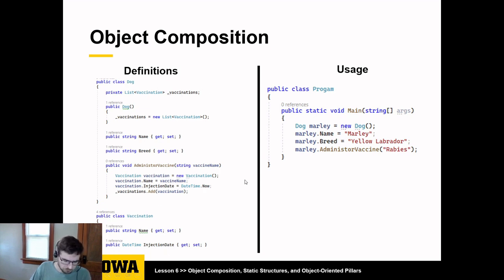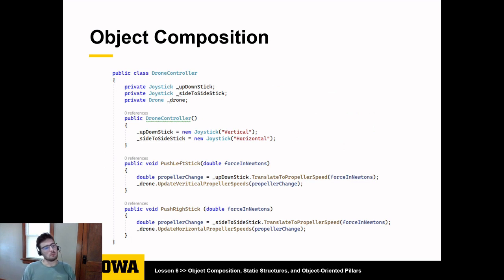Okay, and here you can see how it looks when you go to use this. You just do marley.administer vaccine, pass in your string, and the instructions for building the object and storing this information under the hood for the dog is all defined here in the class.